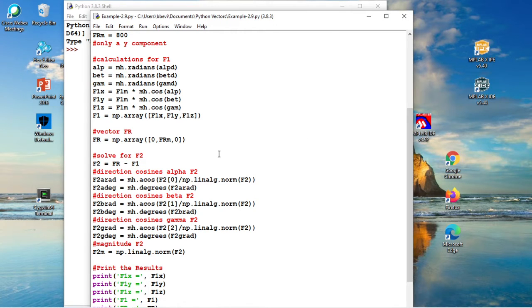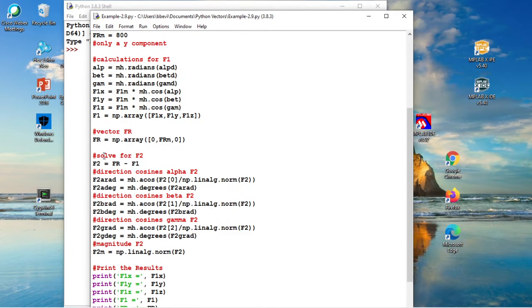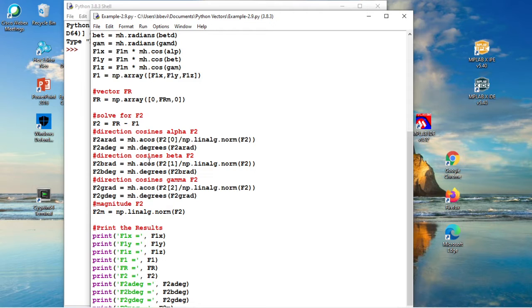Now to solve for f2 is really simple. Since fr equals f1 plus f2, f2 is just going to be fr minus f1. You can't get any easier than that. Now I have f2, but I want to find the direction cosines, alpha, beta, and gamma, for that. Notice I have two lines here, one where I get the angle in radians, and another where I get it in degrees.